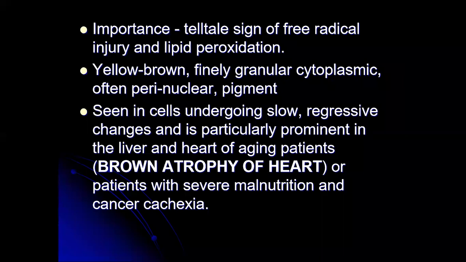And as it's said, it is seen in cells that have undergone aging, or are dying because of age. So it's seen in cells undergoing slow regressive changes, and is particularly prominent in the liver and heart of aging patients. It's also seen in patients with severe malnutrition, and also in dying cells within our bodies due to cancer or cancer cachexia. That's why it's sometimes referred to as brown atrophy of the heart, seen in the liver and heart of aging patients.